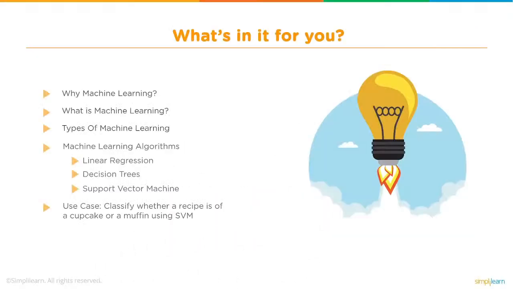What's in it for you today? Well, we'll start off with a brief explanation of why machine learning and what is machine learning. And then we'll get into a few of the types of machine learning. Machine learning algorithms: linear regression, decision trees, support vector machine, and finally we'll do a use case where we're going to classify whether a recipe is of a cupcake or a muffin using the SVM, or the support vector machine. Sounds like a delicious way to explore machine learning.